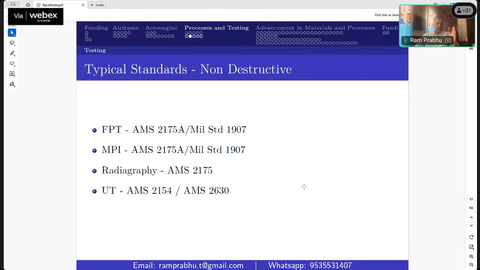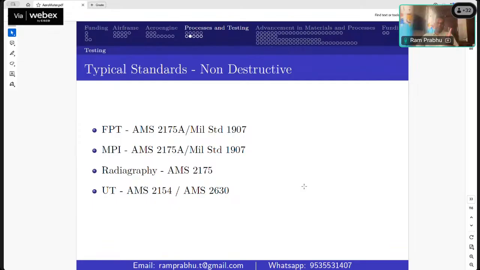If it is a ferromagnetic material like nickel, cobalt, or iron, for surface and subsurface defects, we use magnetic particle inspection. If it is internal defects which are three-dimensional in nature, like porosity, we use X-ray radiography. If it is internal defects which are two-dimensional in nature, like a crack, then I use the ultrasound test. These are the logics.